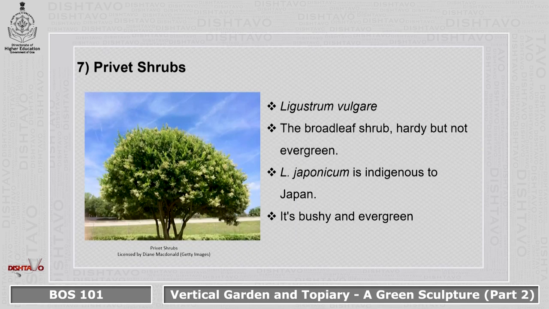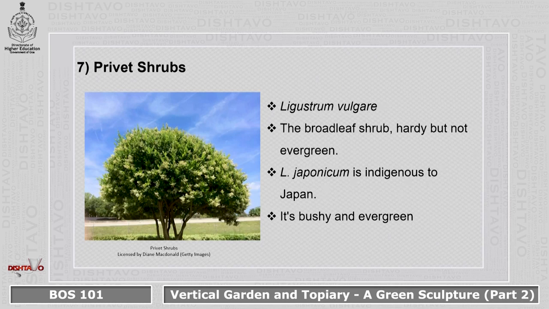The privet shrubs, Ligustrum vulgare, the broadleaf shrub it is, and it is hardy, but it is not evergreen. So as the summers come, they will lose their greenery. But this can be used for geometrical shapes, or even the animal shapes, even the bird shapes, whatever you want.